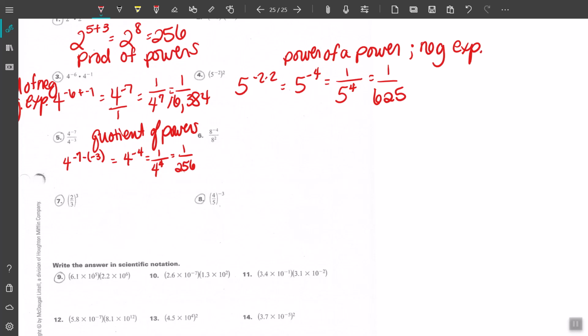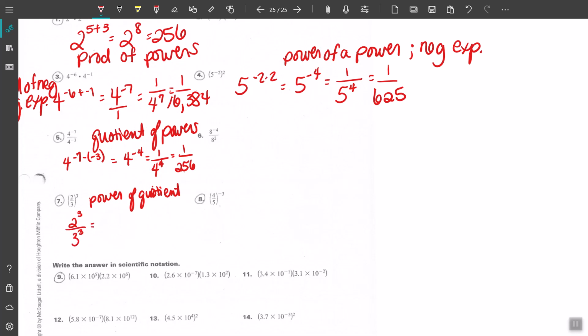All right, and then in number 7, we're going to use the power of a quotient. And with this, the situation we find ourselves in here is that you have a fraction, you have a numerator and a denominator, and they're in parentheses, that whole fraction is in parentheses, and it is raised to an exponent. And so what we do here is we're going to take each of those pieces of the fraction and we're going to raise it to the third.